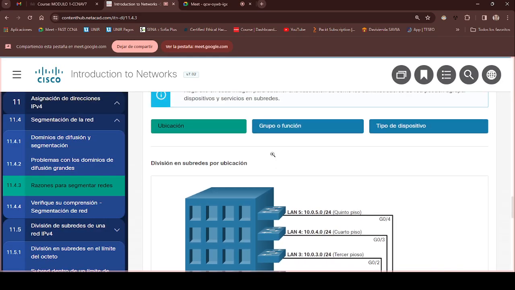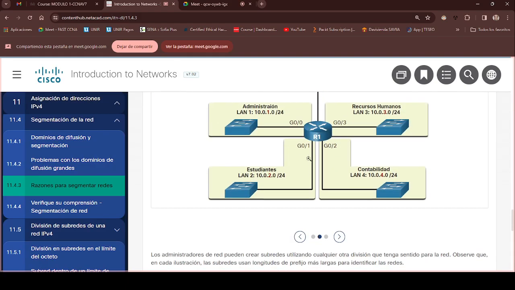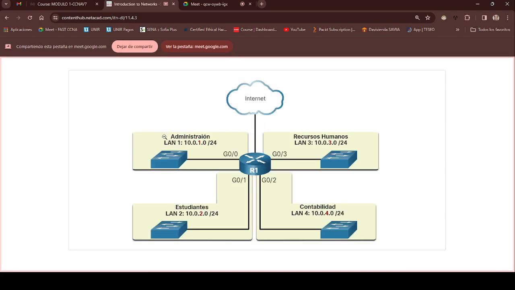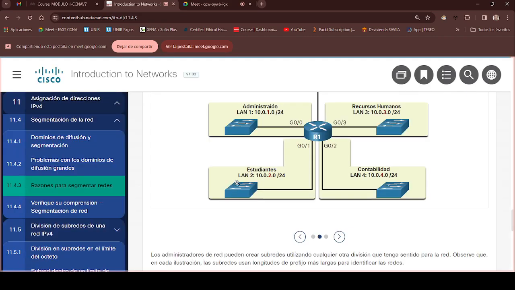Otro criterio es por grupo o función. En algunas redes se suele dividir en subredes o en VLANs los grupos de trabajo. Tenemos en esta red, por ejemplo, la red de administración, la red de recursos humanos, la red de contabilidad y la red de estudiantes.